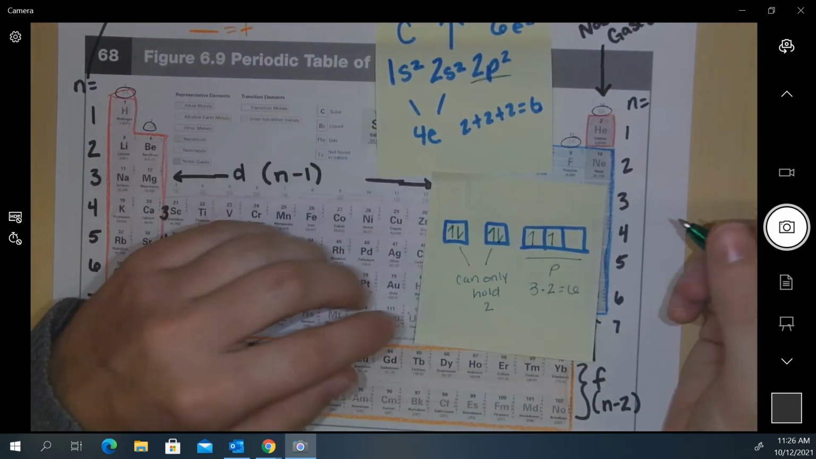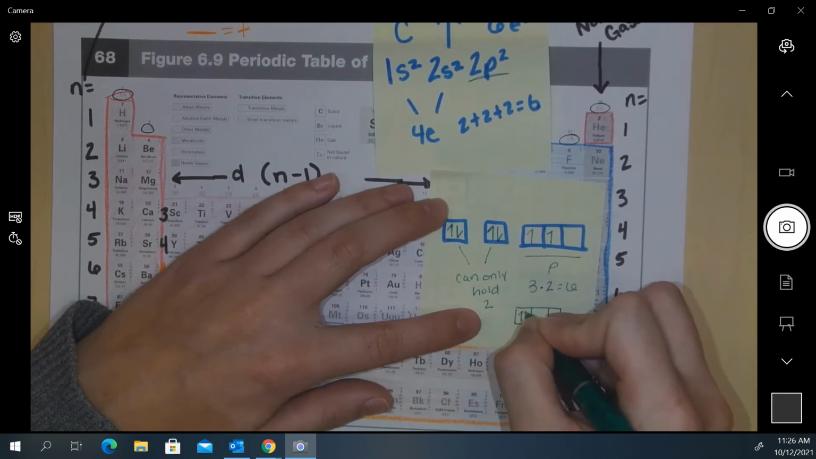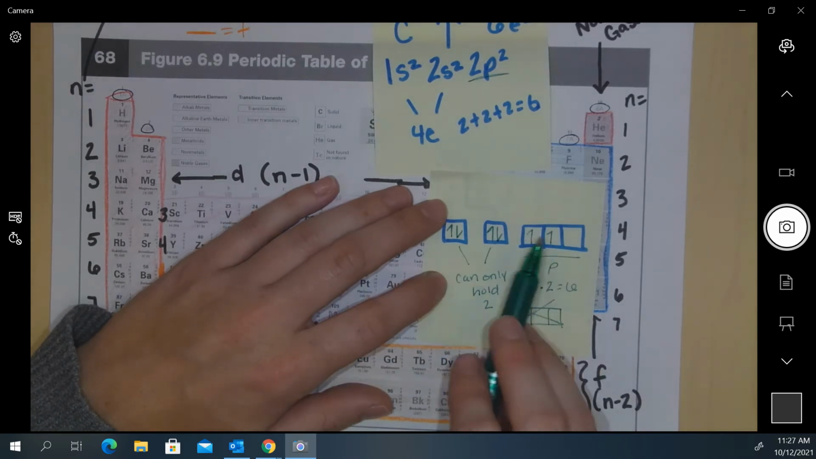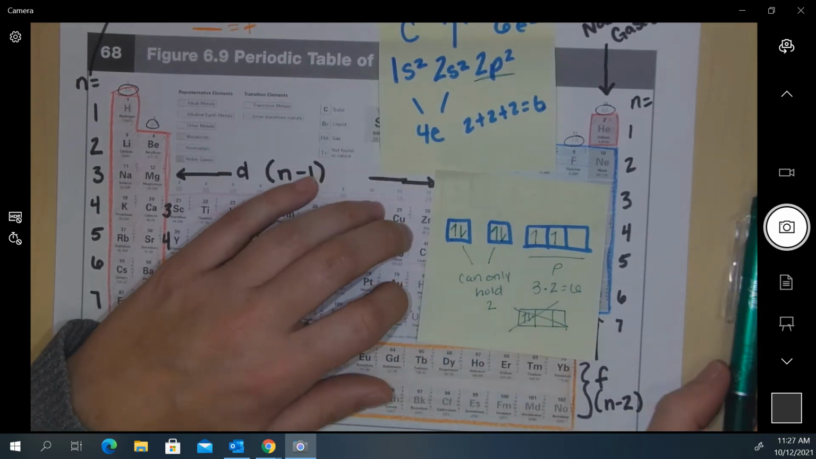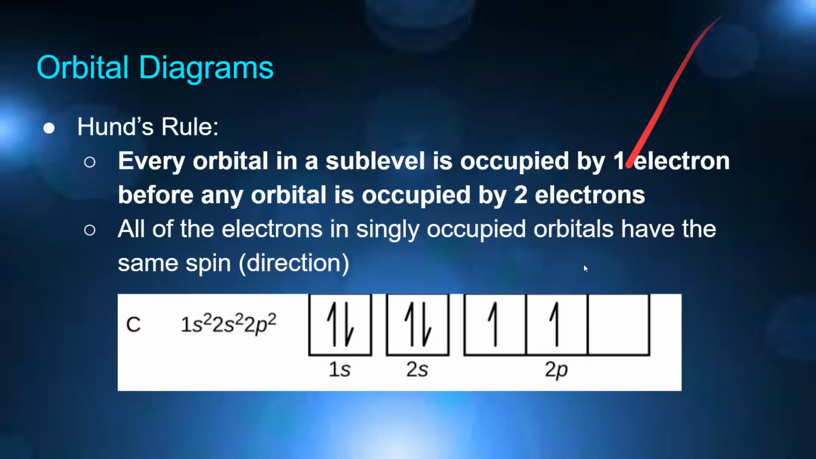Hund's rule says that we cannot, the incorrect way would be to do this. So this is incorrect. This is not right. So instead we want to fill them in singly before we can fill them in doubly. All right? Go ahead and minimize this.